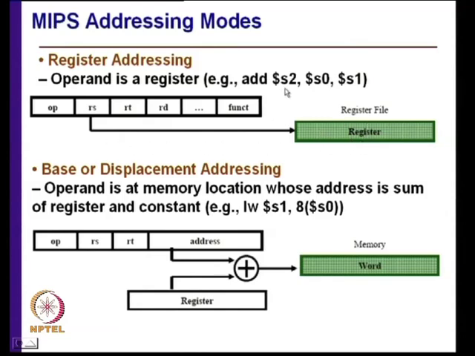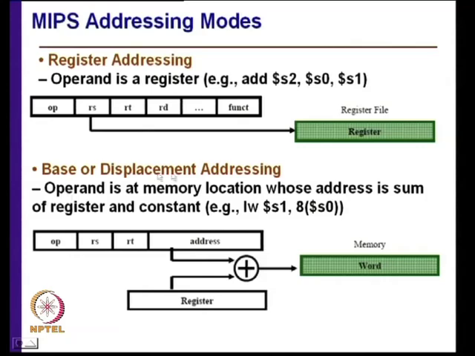For example, it can be $S2, that is one register, $S0, $S1. That means, you can add the content of S0 and S2 and store the result in S1. So, that will be the register addressing, where all the operands are involving registers, and obviously, here you are using an R type instruction format.